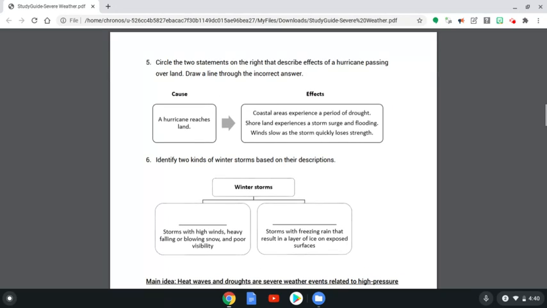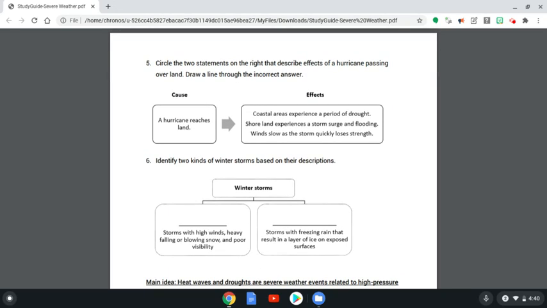On to number 5. You will circle the 2 statements that describe the effects of a hurricane passing over land. And so basically, a hurricane reaches land, and the shore land experiences a storm surge and flooding, and the winds slow as the storm quickly loses strength. Those are the 2 correct ones. The incorrect one is coastal areas experience a period of drought.